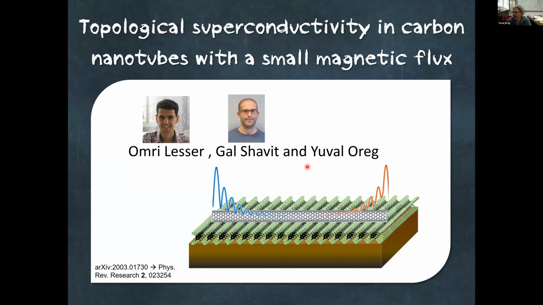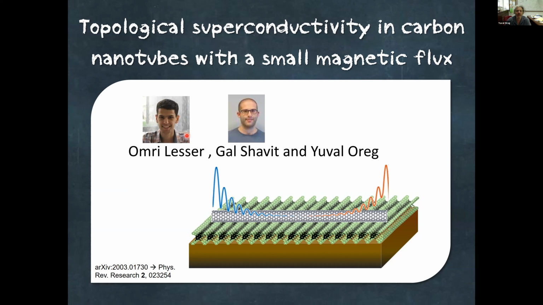Hello, everyone. So today I would like to tell you, and I would like to first thank the organizers for the opportunity to tell you about this new idea that we have, how to produce topological superconductivity with Majoranas at the end of the carbon nanotube. The main advantage will be that we need really small magnetic flux in order to produce these Majoranas. We estimate about 50 millitesla.